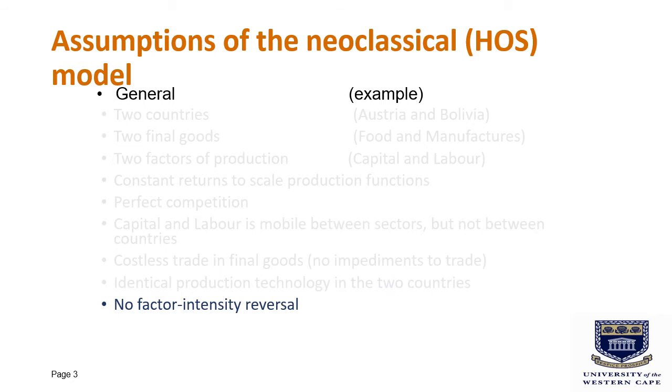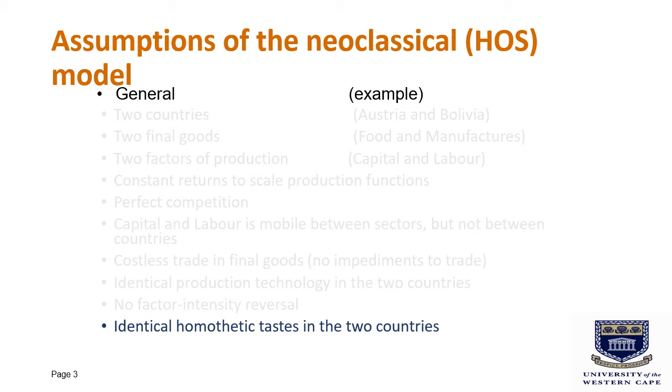Think about it. And then we also have no factor intensity reversal. So we're not going to have the idea that food, which is labor intensive, will become capital intensive. We're not dealing with that type of idea for what we're discussing for chapter 4 and chapter 5.